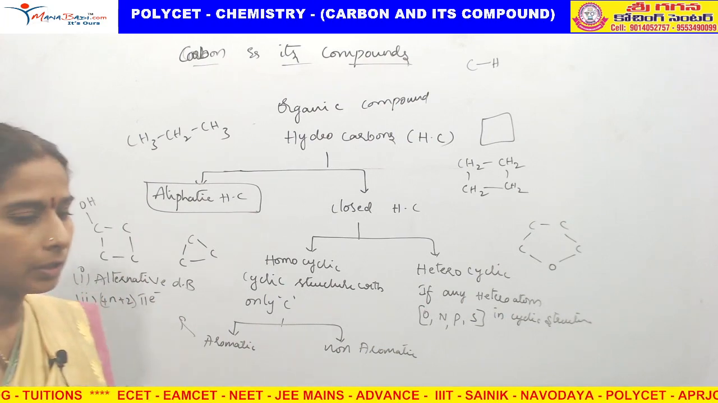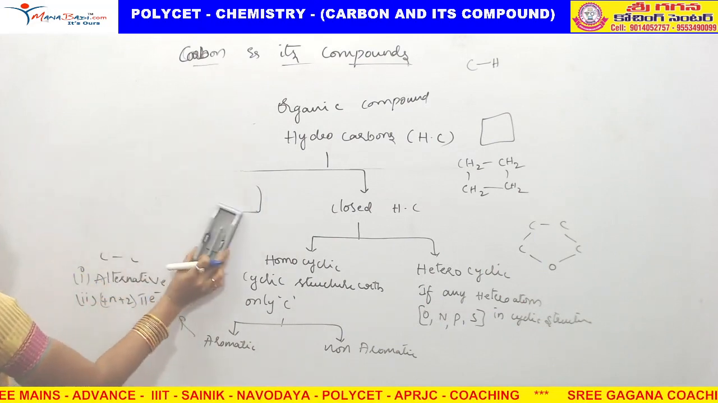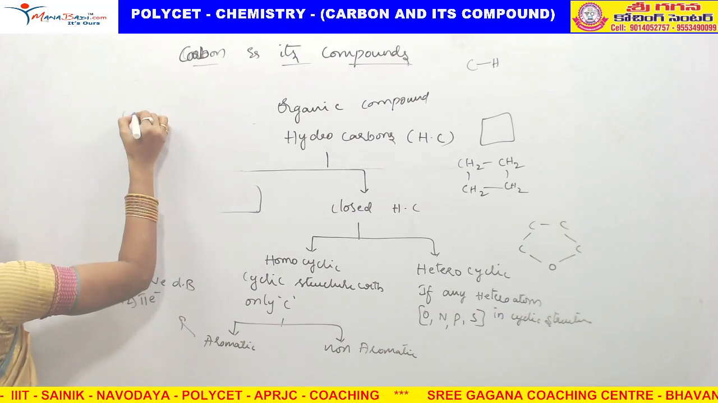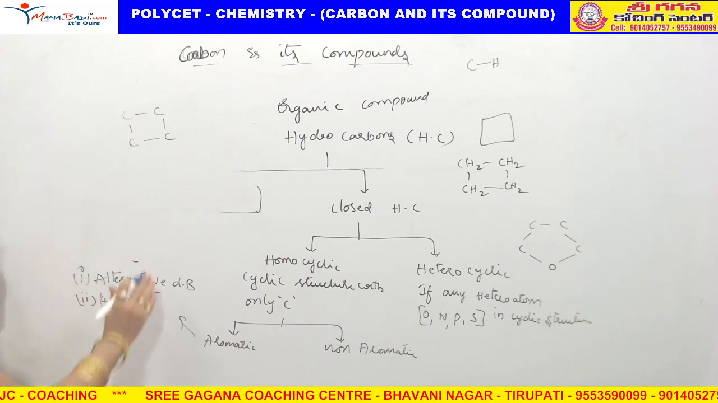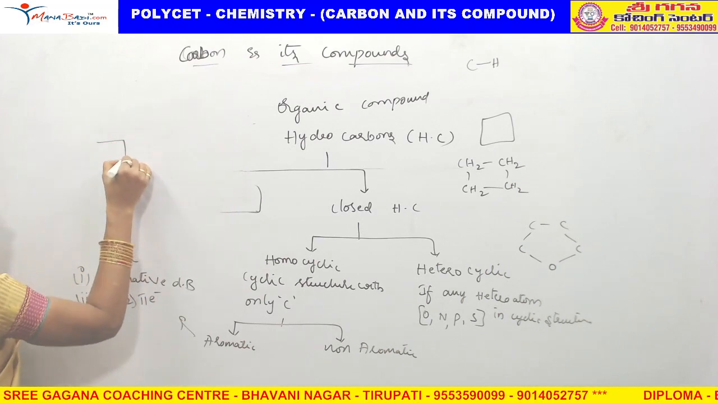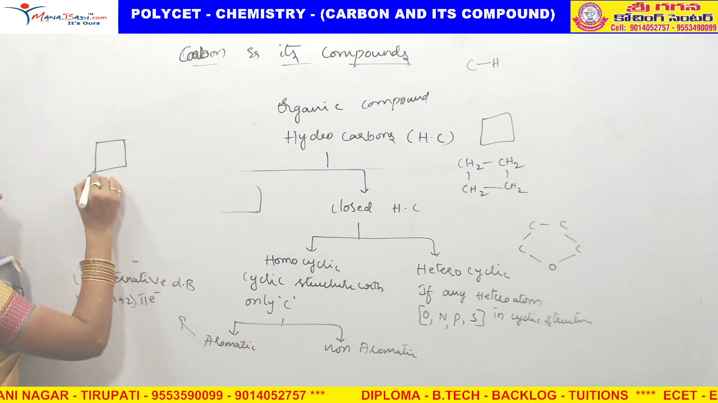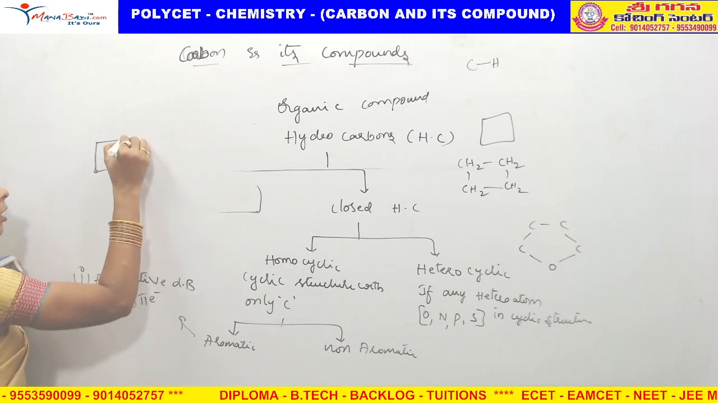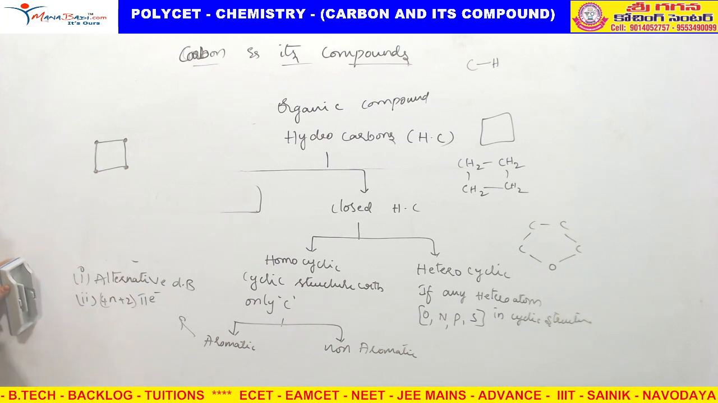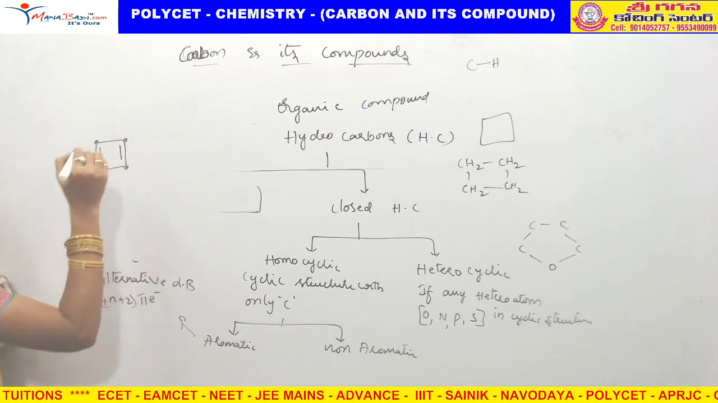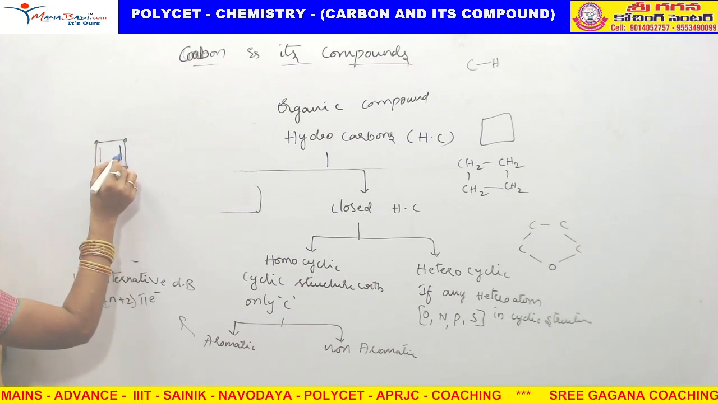For example, we can write the example like this. To understand, if I write like this without writing the carbon, what is the meaning? Every corner has a carbon atom, right? In alternate positions, I am writing the double bonds. In this position there is a double bond, in this position there is no double bond.